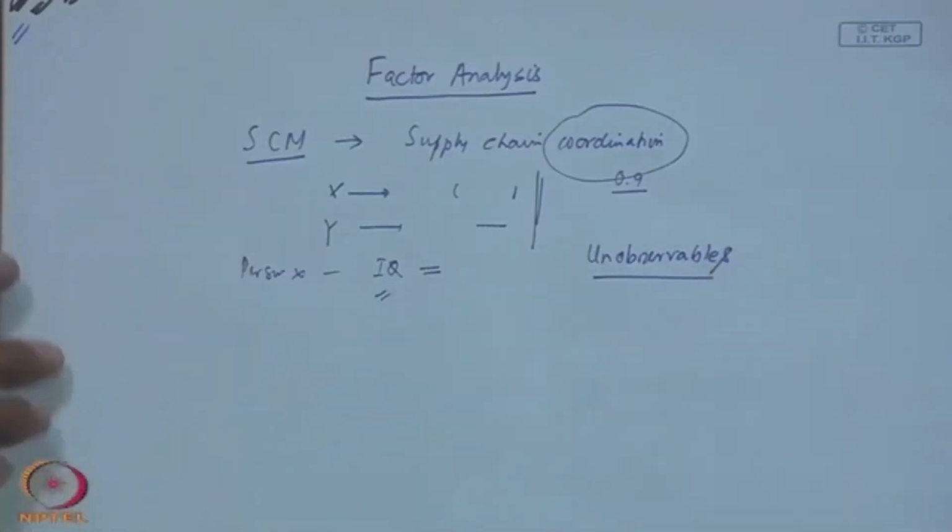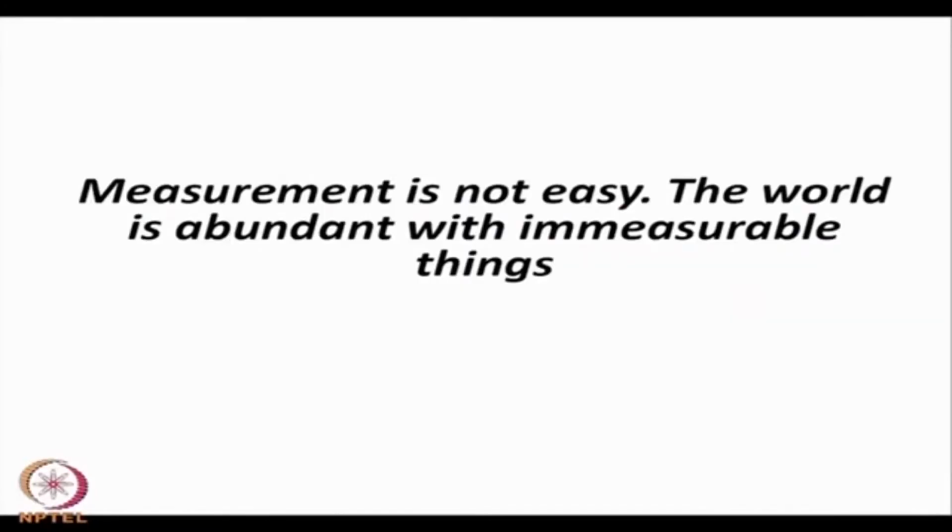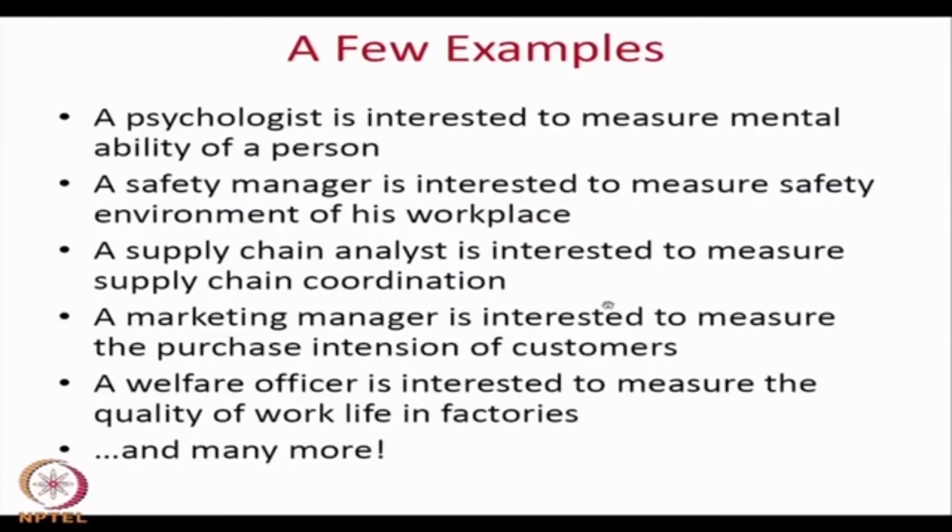The key concept here is that measurement is required, but measurement is not easy. The world is abundant with things which cannot be easily measured. I will give you some examples. A psychologist is interested in measuring the mental ability of a person. A safety manager is interested in measuring the safety environment of his workplace. A supply chain analyst is interested in measuring supply chain coordination. A marketing manager is interested in measuring the purchase intention of customers. A welfare officer is interested in measuring the quality of work life in factories, and many more.